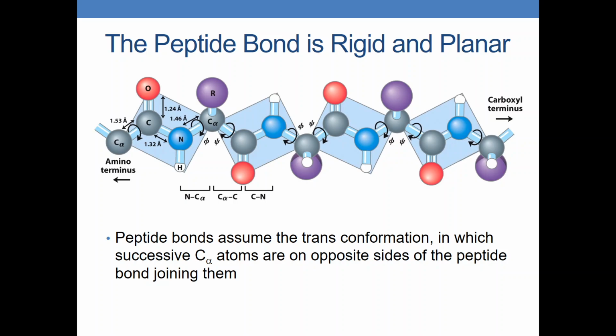Now, the cis conformation, where your R groups are pointing in the same direction, is about 8 kilojoules per mole less stable than the trans conformation because of the steric interference between neighboring side chains. In some cases, the steric interference is going to be reduced in peptide bonds associated with proline residues, but for the most part, you're going to find the trans conformation is going to be more stable than the cis conformation.